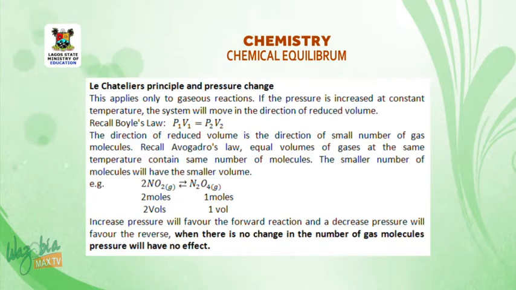Now, let's say, for example, 2NO2 gives N2O4. On the reactant side, we have two moles, which is two volumes. On the product side, we have one mole, one volume. Increased pressure will favor the forward reaction, and a decreased pressure will favor the reverse direction. When there is no change in the number of gas molecules, pressure will have no effect.